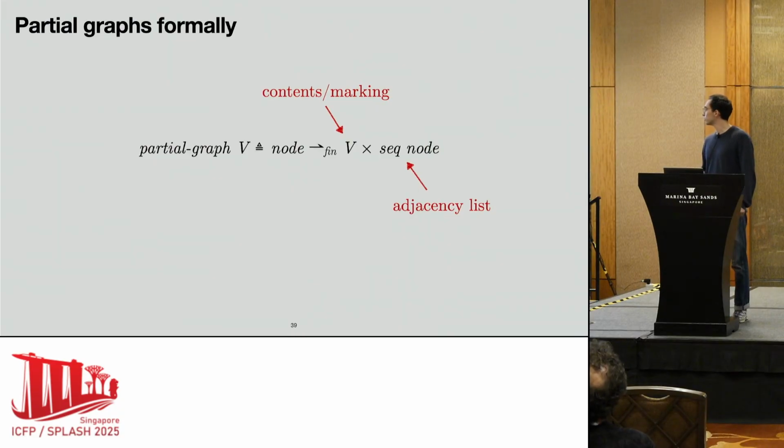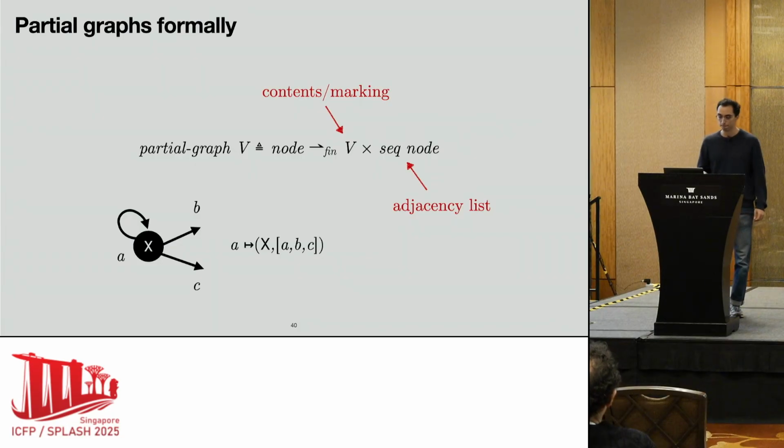We formally define partial graphs as finite maps from nodes to a pair, with the first element being the contents or marking of the node, and the second element being its adjacency list. Notice that because we allow for dangling edges, some of the nodes in the adjacency list may not themselves be in the graph. So this is a single-node graph which can be represented as A maps to the contents X and the adjacency list A, B, C.